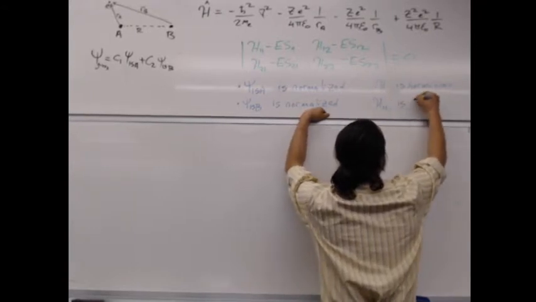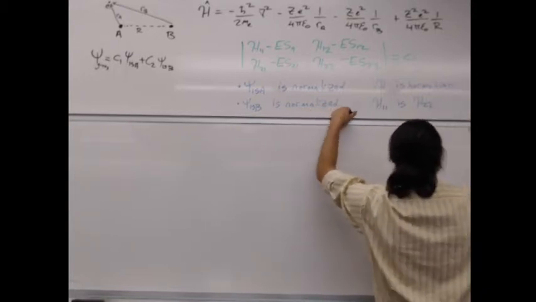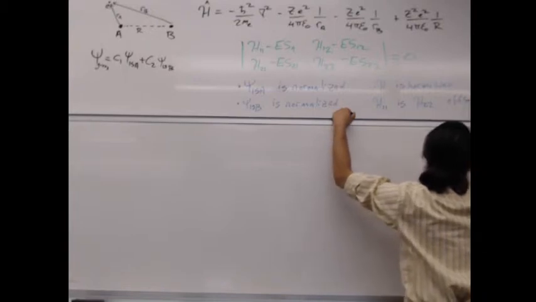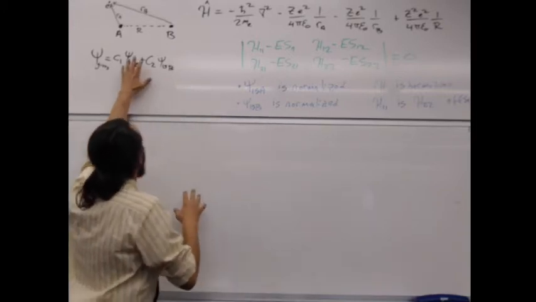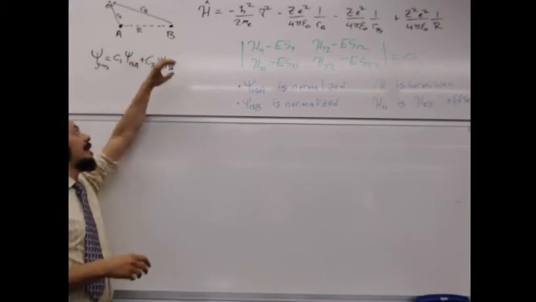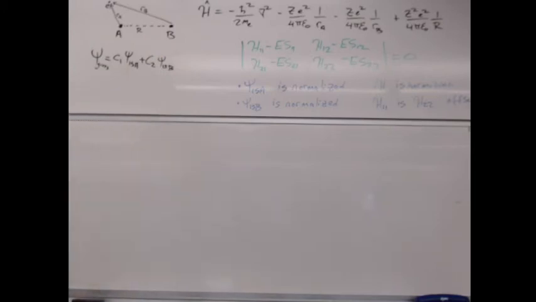H11 is H22 on a different center. That picture I erased before: if I'm looking at just a psi 1sb on B, that's going to be H22. That's going to be the same as psi 1sa on A, that's H11. We've got some symmetry there. We're thinking about the two different parts, thinking about the nuclei by themselves. So H11 and H22 are actually going to be the same integrals.